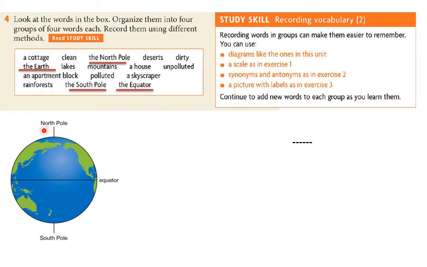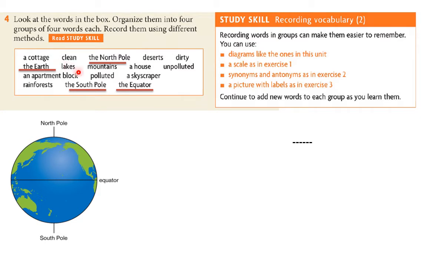In this diagram, we can show the North Pole on the Earth. This is the Earth, this is the North Pole, this is the South Pole, and this is the equator. Now, let's go to the other words. We have four words whose group we already know, and we use a diagram.